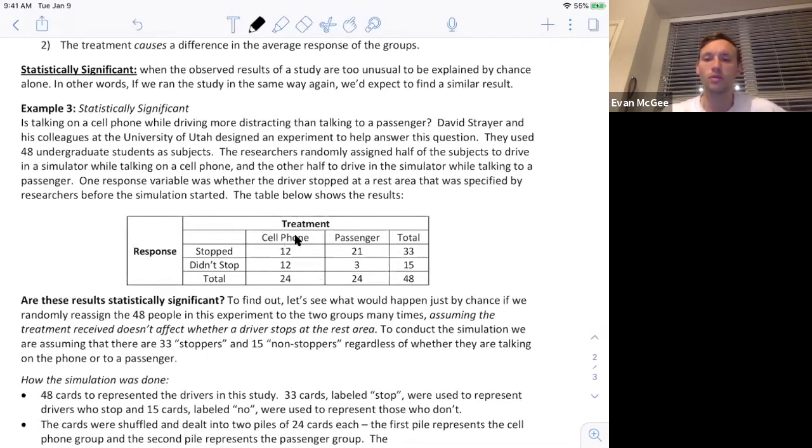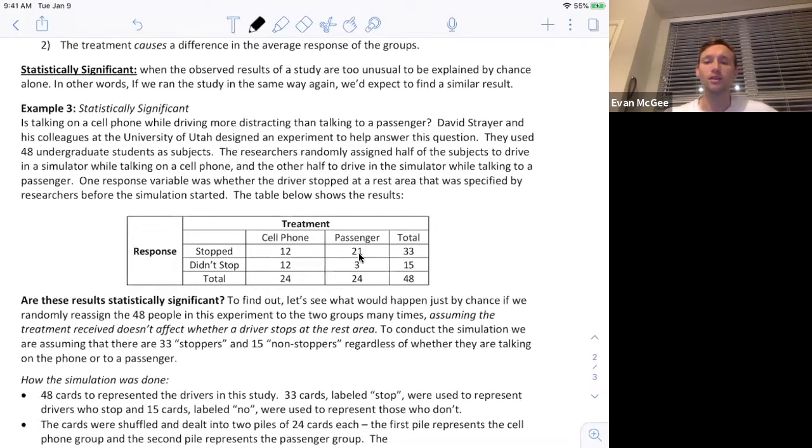Of the people who talked on the cell phone, 12 stopped, 12 didn't stop, and there were 24 in the cell phone group. Of those who talked to passengers, 21 stopped and 3 did not stop, for a total of 24. So there were 24 in both groups. 33 total people ended up stopping, and 15 ended up not stopping.